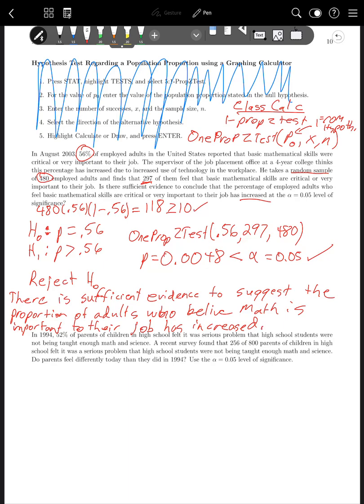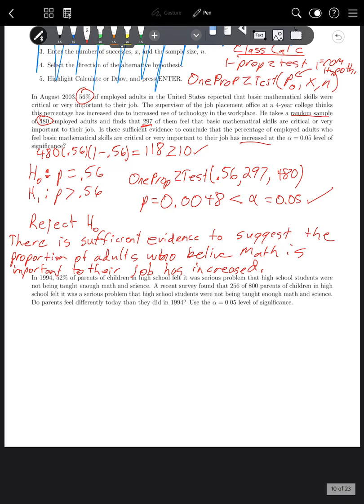So we did the hypothesis testing and the rejecting and the conclusion in the last section. And so now we're just talking about how do we use statistics to find out should we reject H naught or not. So that's the new part here. Okay, so let's go ahead and try a second one together.